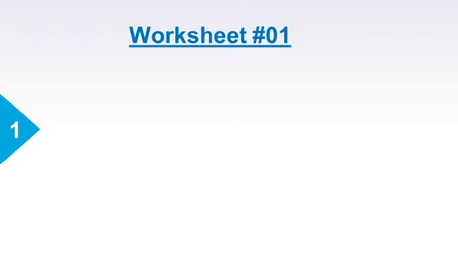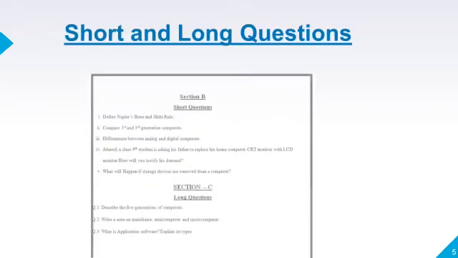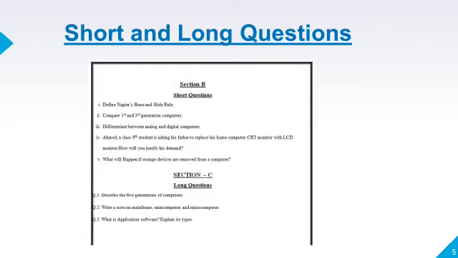First of all, we are going to discuss our worksheet number 1, and our section A contains MCQs. You can see in the worksheet there is a section A of MCQs. You have to encircle the correct option. First, you are going to read the statement carefully, and after that you have to select the best option and mark it on the worksheet. Our second section, which is section B, contains short questions, and our third section, which is section C, contains long questions.